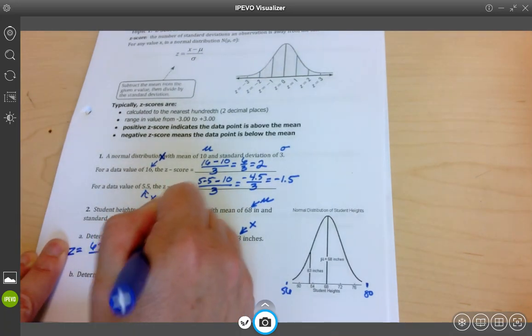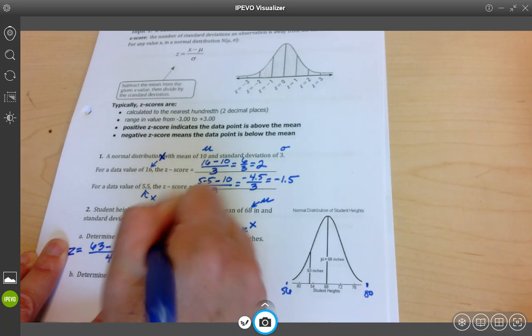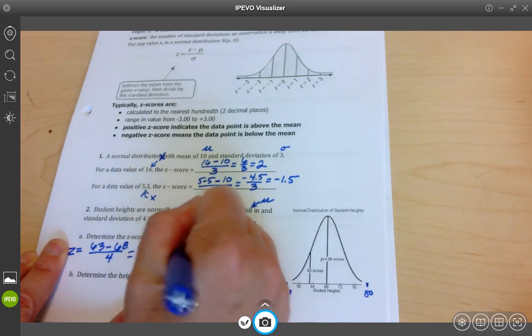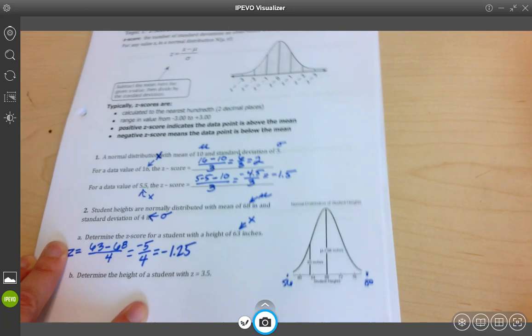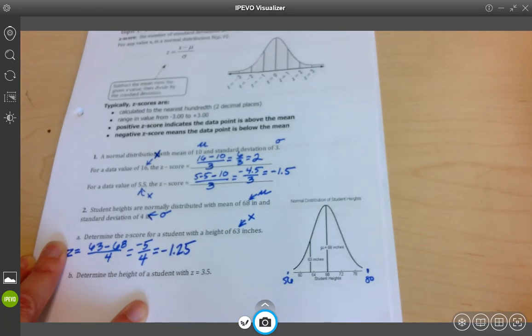Honestly, when I did these notes yesterday, I was super tired. So I keep asking you because I'm not feeling confident. But I did get negative 1.25. Are we good with that?